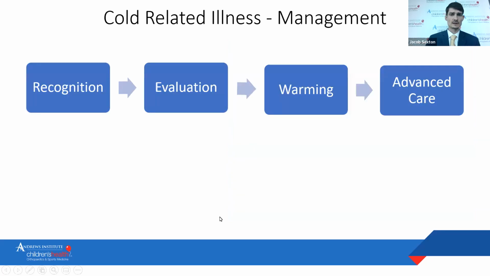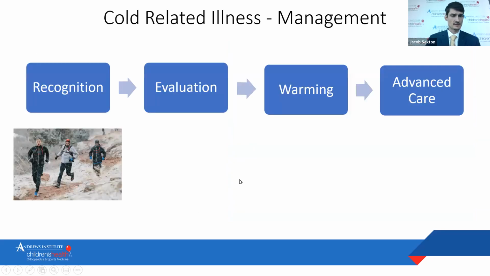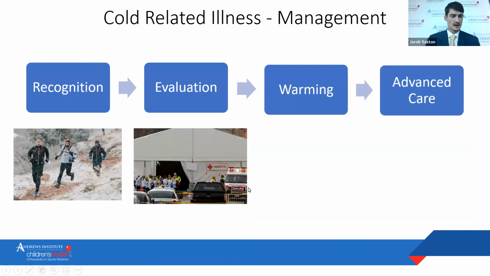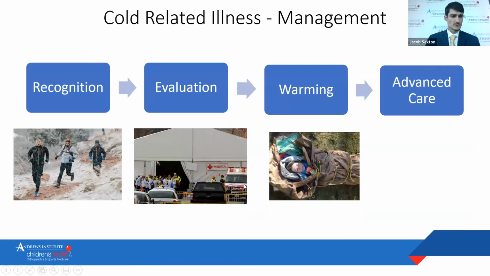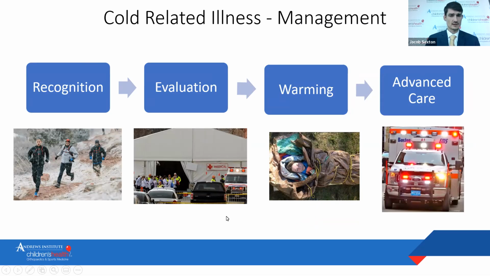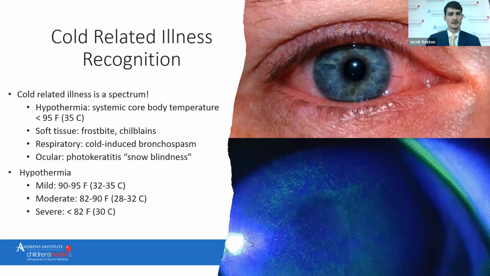So again, cold-related illness management: it's important for the recognition phase of it. Then you need to evaluate again. As opposed to cooling, we're going to be focusing on warming this time, and then transport to advanced level of care. Cold-related illness is, again, a spectrum of illnesses. The first thing is hypothermia, a systemic core body temperature less than 95 degrees Fahrenheit. We also need to think about the soft tissue injuries that occur with cold-related exposure, such as frostbite and chilblains.